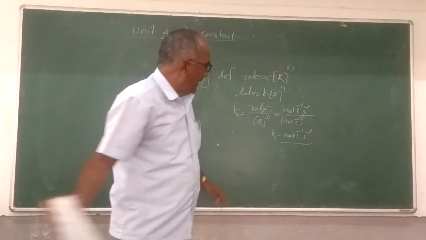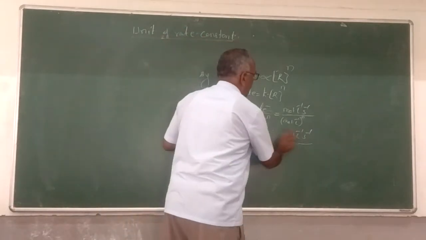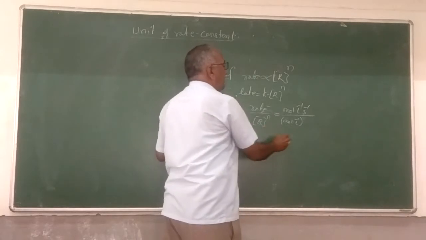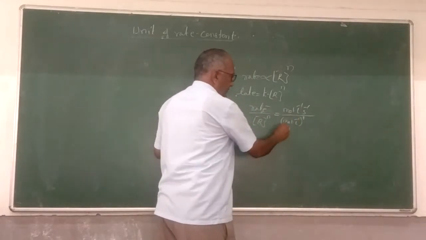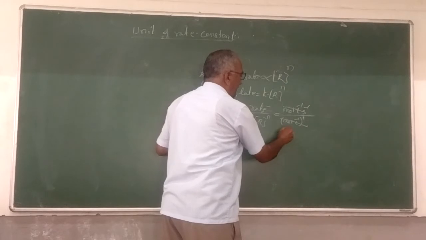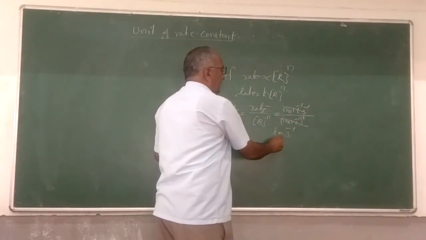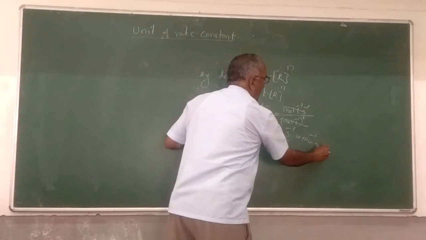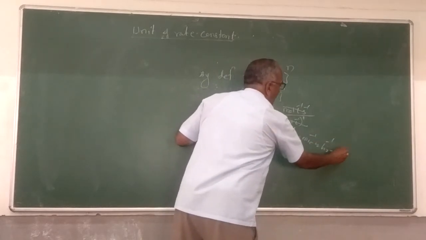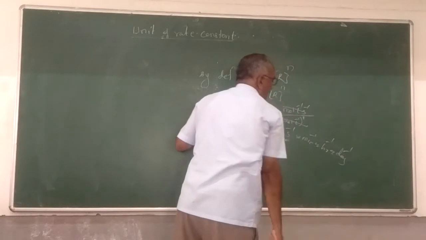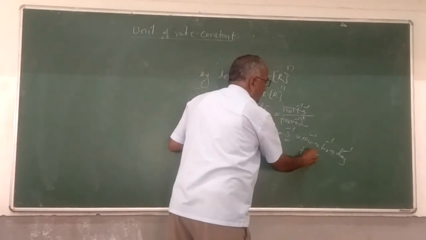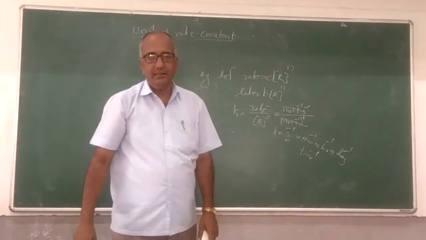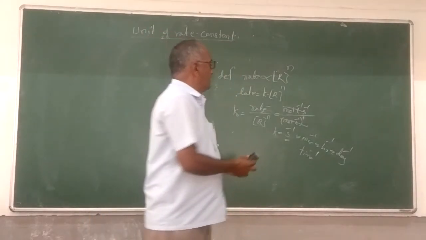If you consider the first order reaction, put n equal to 1. Mole per liter gets cancelled. Therefore the unit of rate constant is per second, or per minute, or per hour, or per day. In general, the unit of rate constant for a first order reaction is per time.